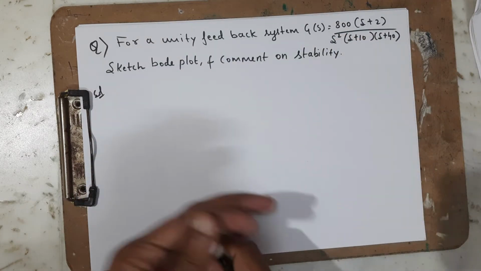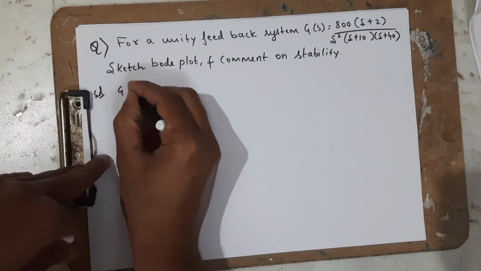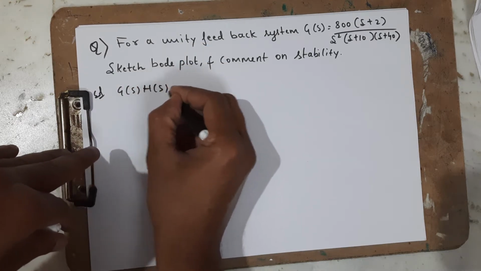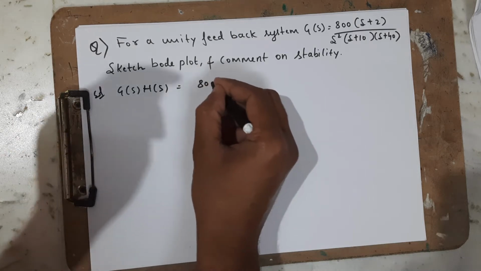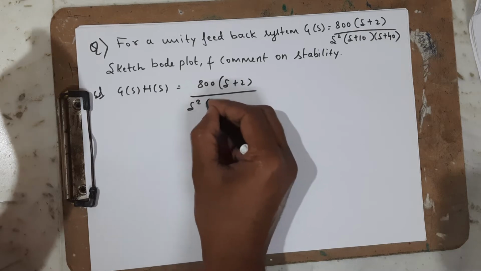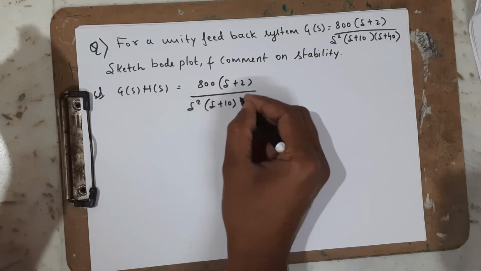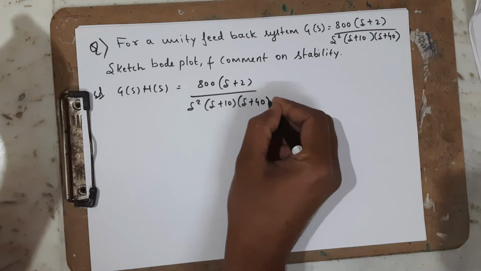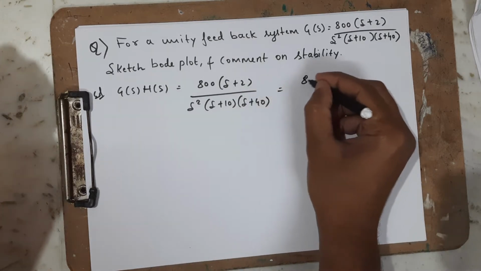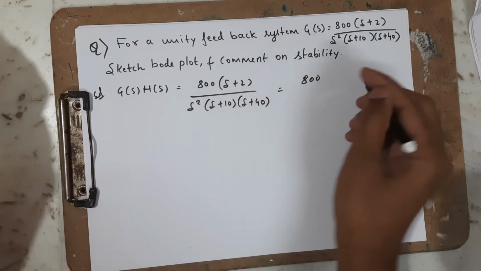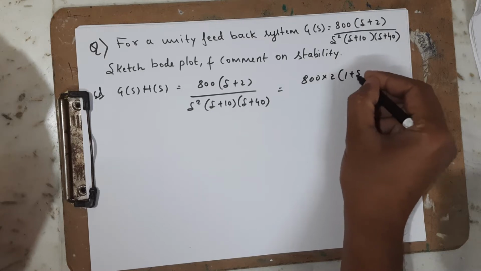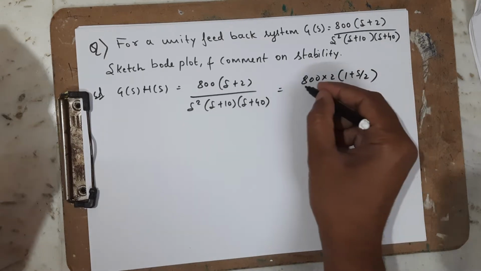So this is G(s)H(s) which has been given. For the unity feedback system, H(s) is equal to 1. So that is equal to 800(s plus 2) divided by s square (s plus 10)(s plus 40). This is the problem which has been given. So we are going to convert this. From 800(s plus 2), I am going to take 2 as common, so 2 times (1 plus s by 2).